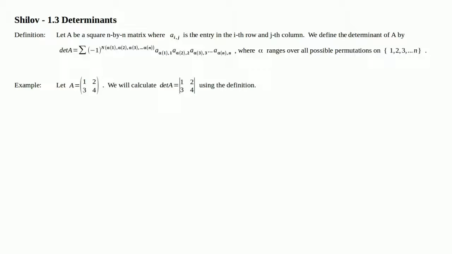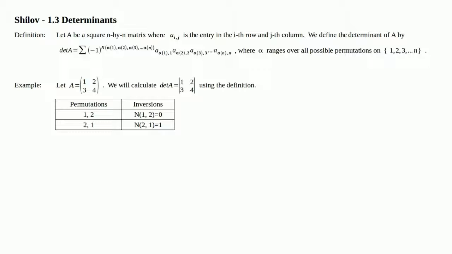Alright, so let's go with some examples. Let A be equal to the matrix with entries 1, 2, 3, and 4. We will calculate the determinant of A using the definition. The first thing I would do, because we're taking a sum over all permutations on the set 1 through 2, since it's a 2 by 2 matrix, is make a table. This is the best way to go. I've listed the possible permutations on the set 1, 2, and the permutations are 1, 2, or 2, 1. That's it. You have those choices.